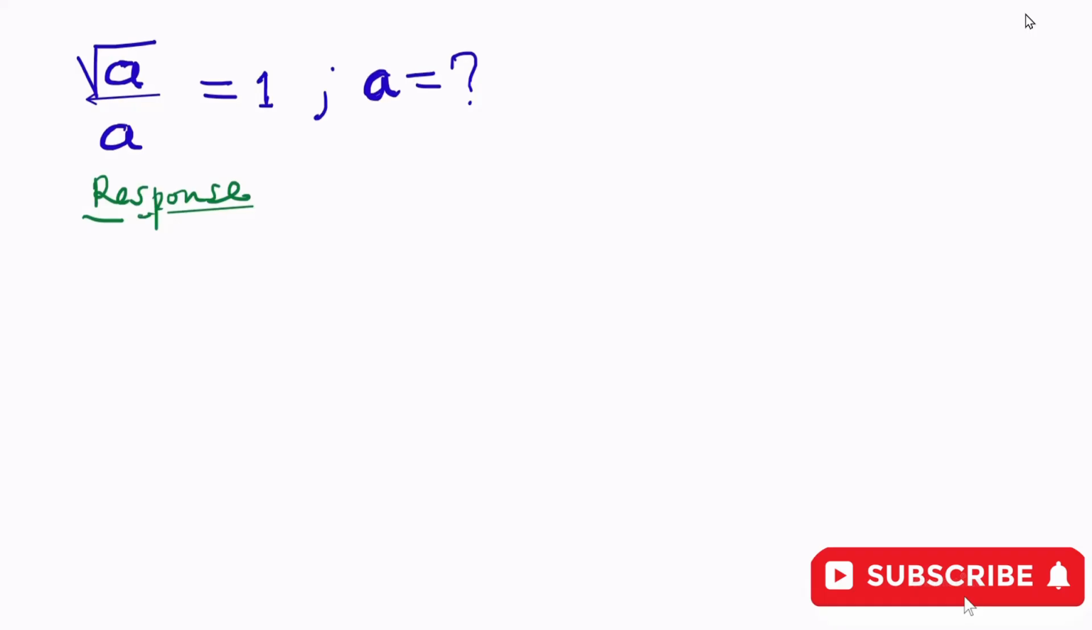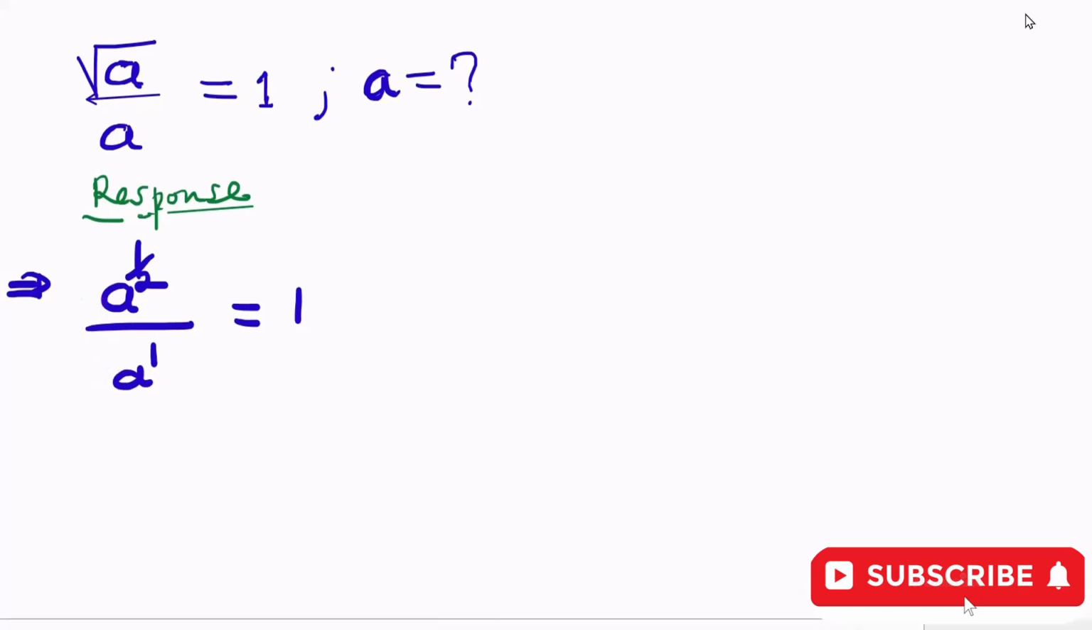Let's have the response. So from origin, the square root of A is the same as having A raised to power a half, divided by A power 1, giving us 1. The rules of logarithm say if the bases are the same, you can see that the bases are the same, we have A and A the base. So if the bases are the same and we are dividing, what we do is subtract the powers, implying that we are going to have A raised to power a half minus 1, which is equal to 1.